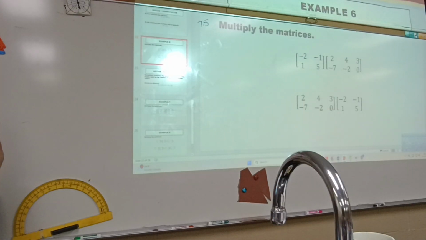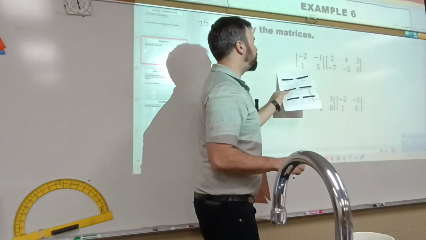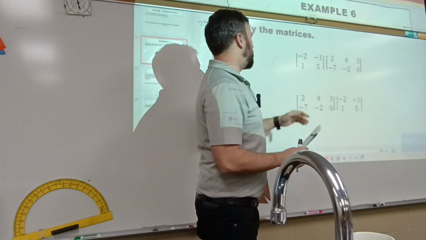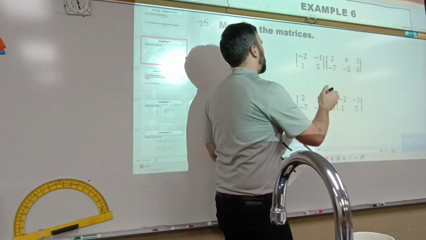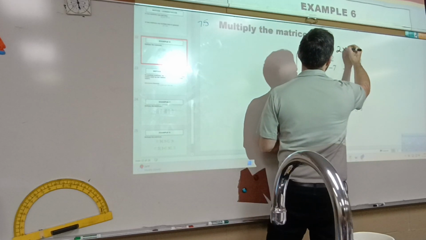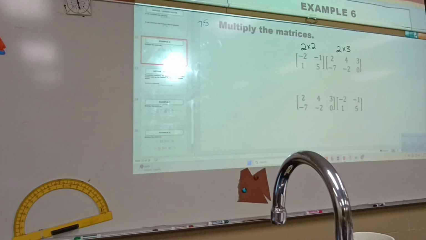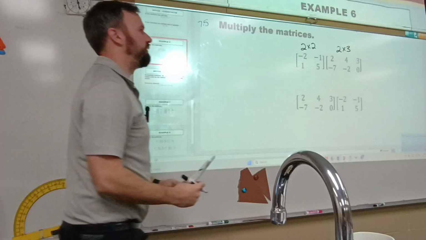I'm going to do this one. Uh-oh, Mr. Twilliger, I'm confused. This is a 2 by 2, and this is a 2 by 3 matrix. And we can't do operations on each other. Let's try it and see what happens.